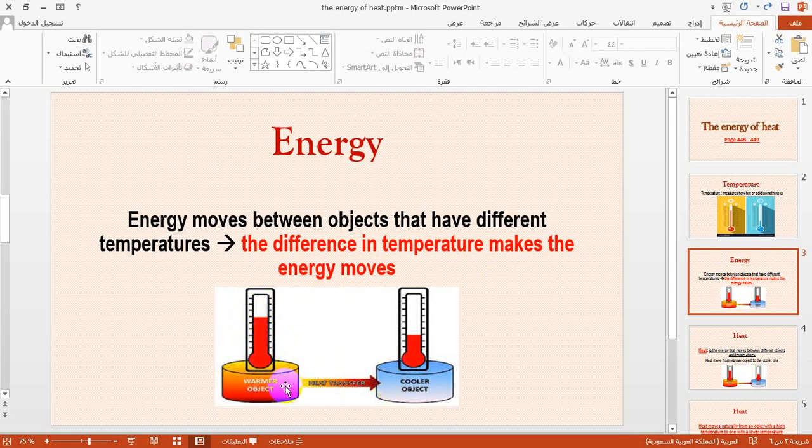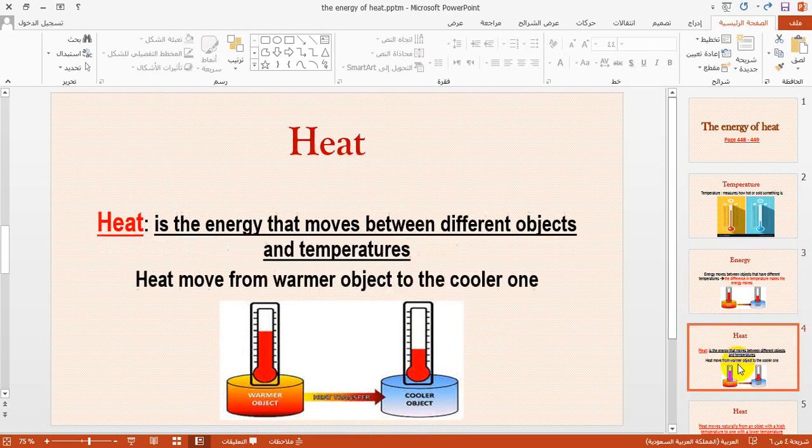For that reason the energy will start to move. Why? Because there is a different temperature, hot and cold. For that reason the energy starts to move from here to here. Because what? Because of the difference in temperature. Difference in what? In temperature. Hot, cold. Okay guys, let's continue.